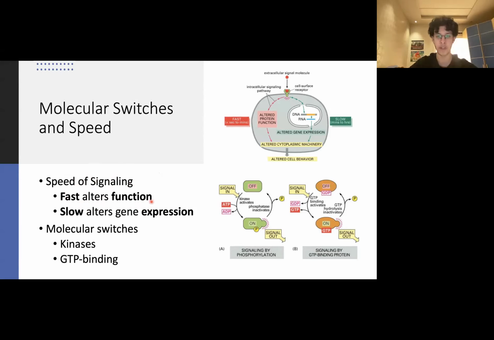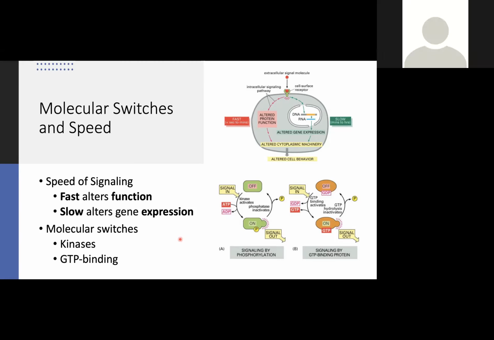But what is more important and what is crucial, if you weren't paying attention with me before, I'd ask that you start paying attention now. This is the molecular switches. We have two types, kinases and GTP binding proteins. Kinases are enzymes that transfer energy, and they do so by hydrolyzing ATP.